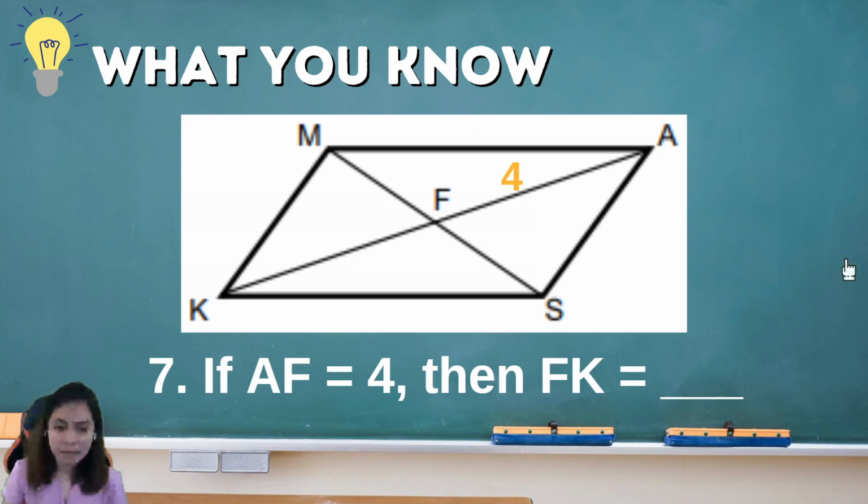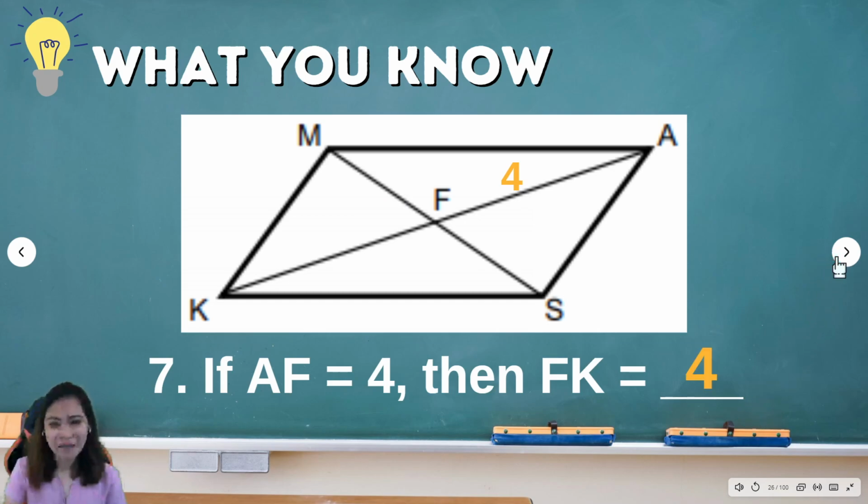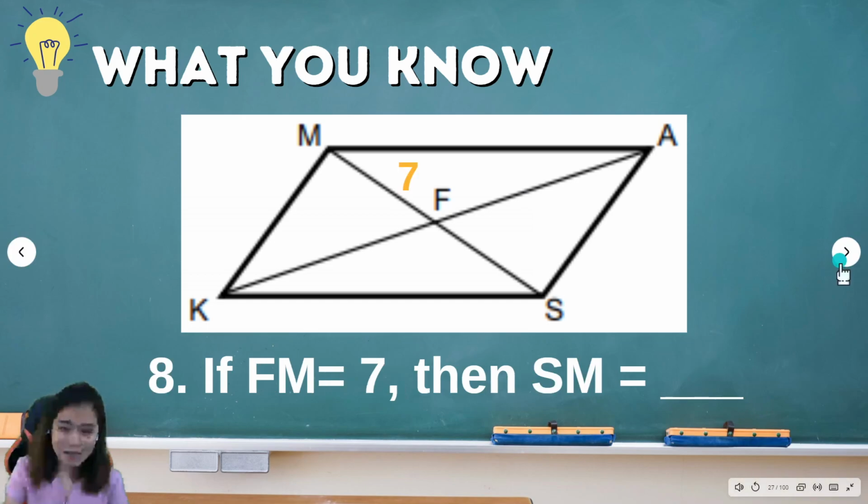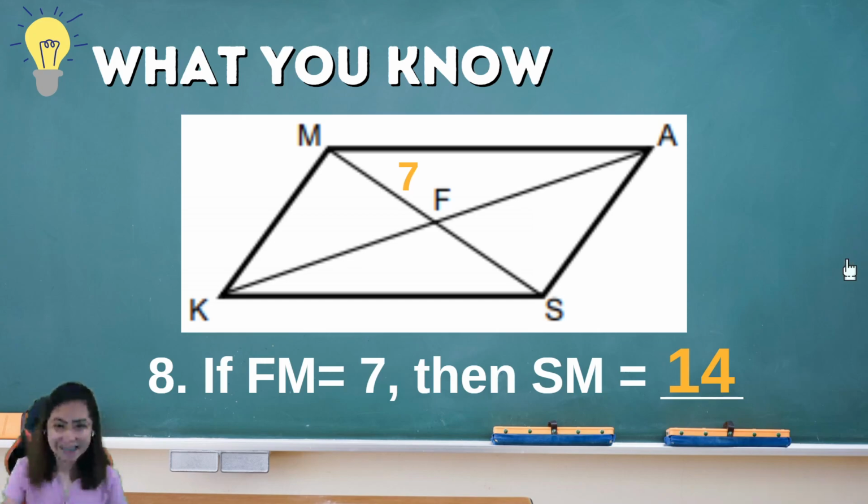Number 7. If segment AF equals 4, then segment FK equals blank. The answer is 4. Number 8. We have segment FM equals 7, then segment SM equals blank. Correct. The answer is 14.